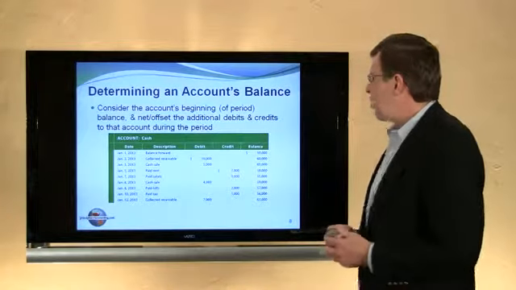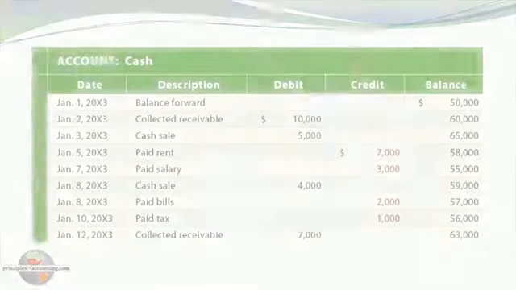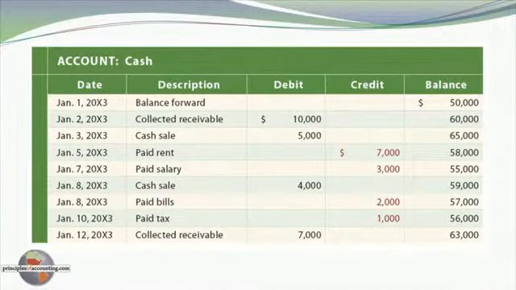All right, let's see how we're going to determine an account's balance. This is returning to the earlier illustration, except now you should notice that instead of saying increase and decrease in these columns, I'm saying debit or credit. In this case, we've got cash that has a beginning balance of $50,000. The normal balance for an asset is debit, and so here we see $50,000 of cash, presuming it to be a debit balance, the normal balance.